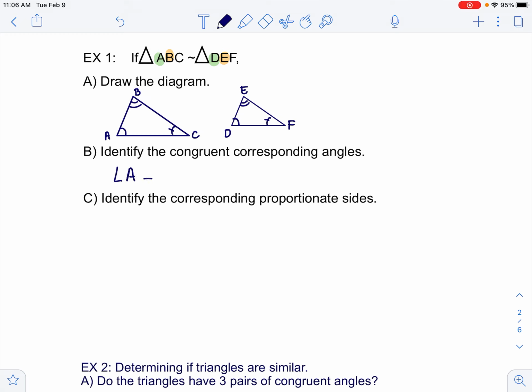So we're going to say what we just wrote. Angle A is congruent to angle D.